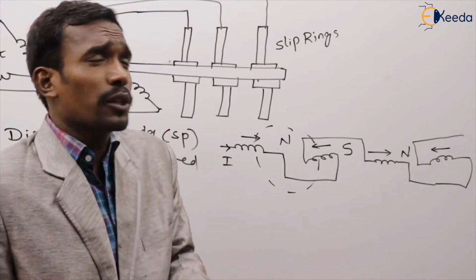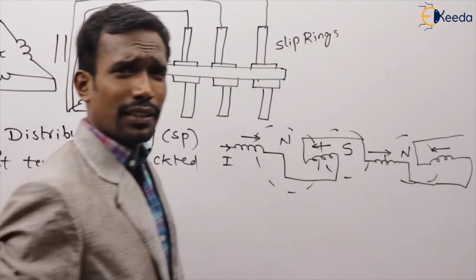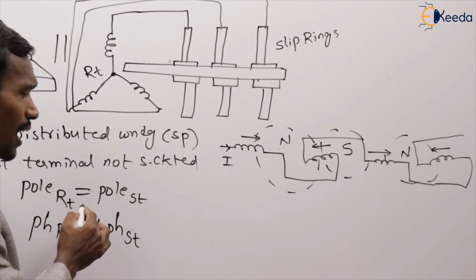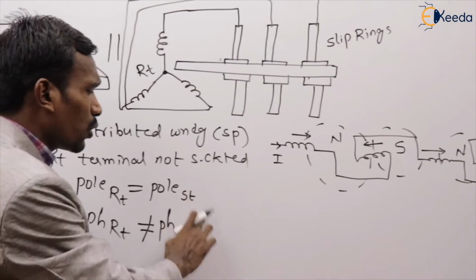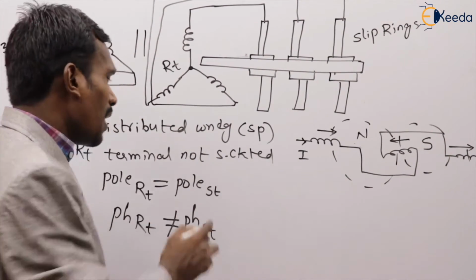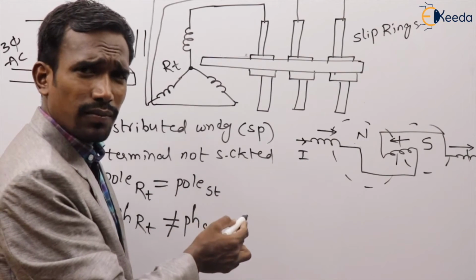Due to winding procedure, we can get the poles. Right, let's see here. The poles of the stator and rotor should be equal. Nothing but by winding procedure, we can get the same poles.